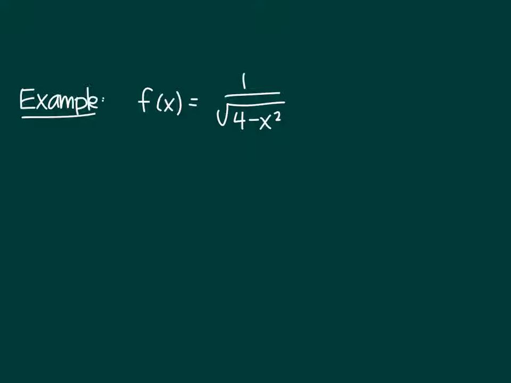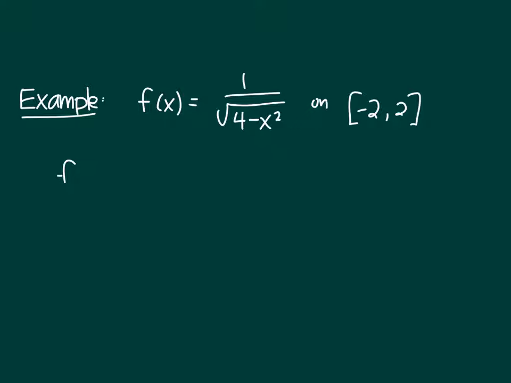Not negative 4. If I use negative 4, I'm going to get 4 minus 16. That won't work. But negative 2 to 2. Okay, I'm bounded then on negative 2 to 2. So sometimes they're not going to give you the interval. You have to know the boundedness of the domain and come up with your interval on your own.